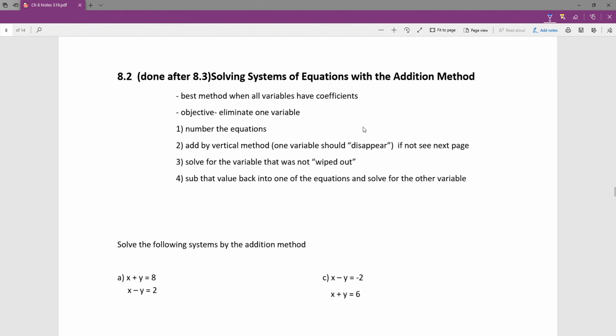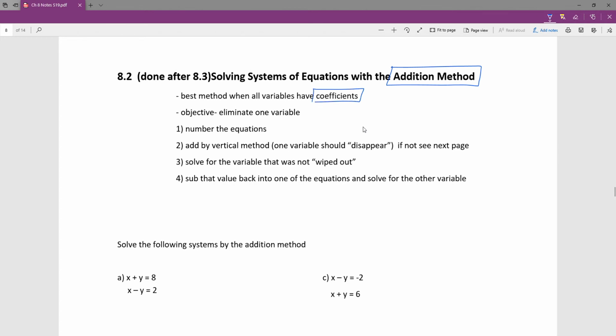So here's our second approach that is algebraic for solving systems of linear equations, and it's called the addition method. Some resources call it the subtraction method. Some people call it solving through elimination. Really, they're all about the same thing. It really is the best method when all variables have coefficients.